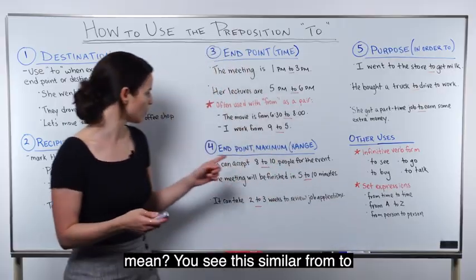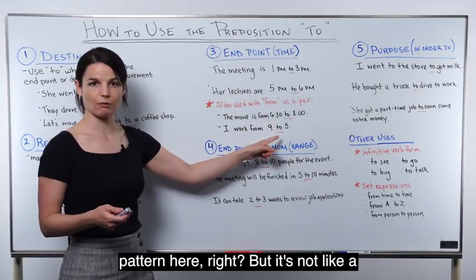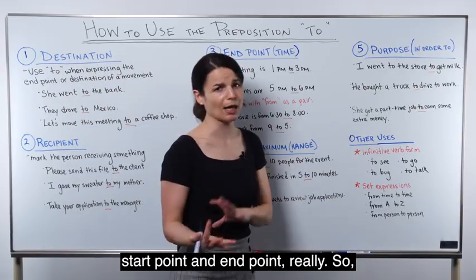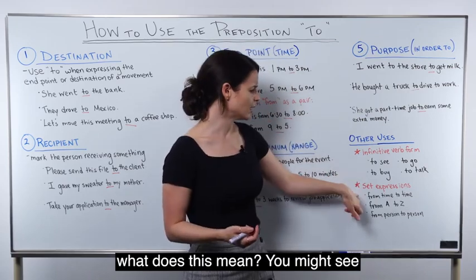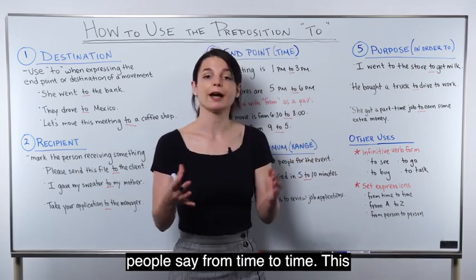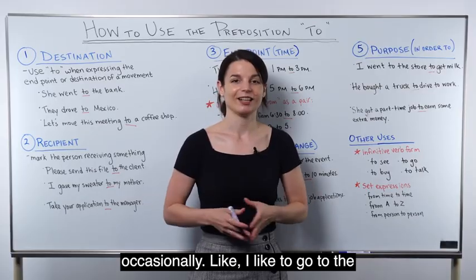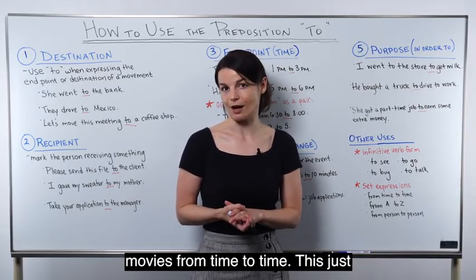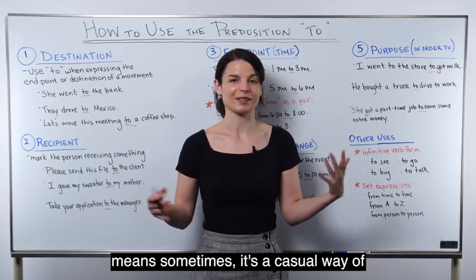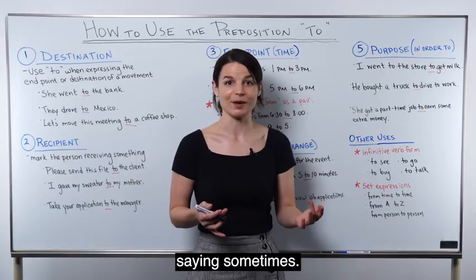So what do these mean? You see this similar from to pattern here, right? But it's not like a start point and end point, really. So what does this mean? You might see people say from time to time. This expression means sometimes or occasionally. Like, I like to go to the movies from time to time. This just means sometimes. It's a casual way of saying sometimes.